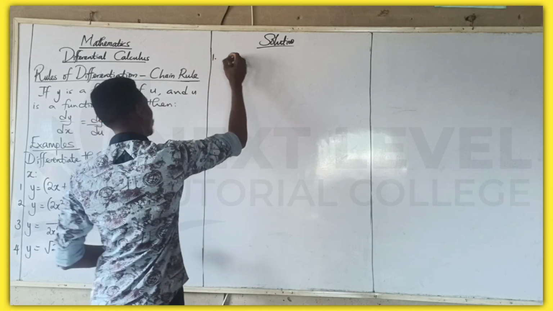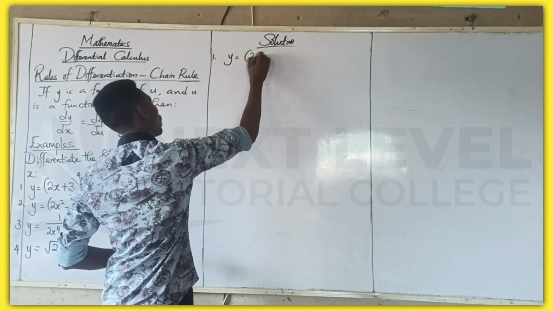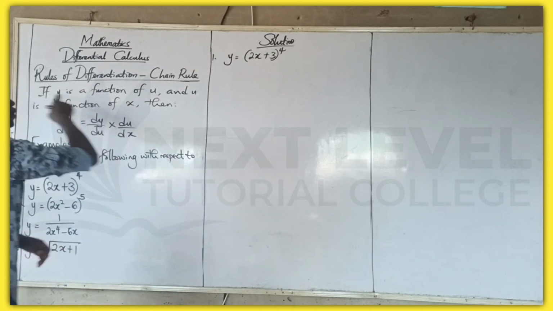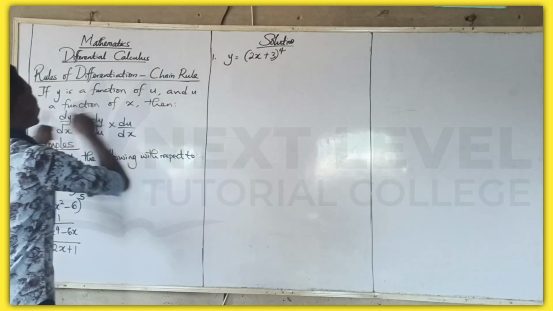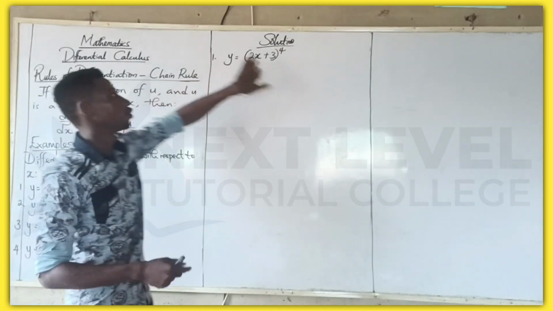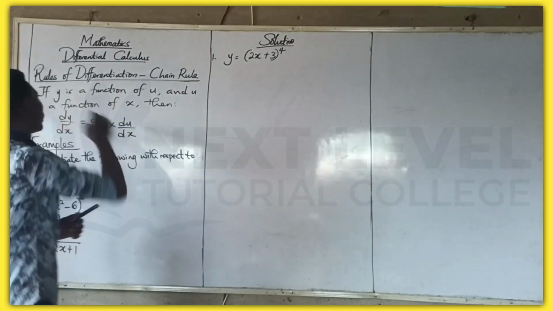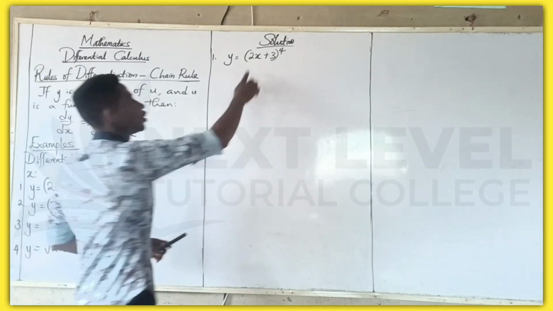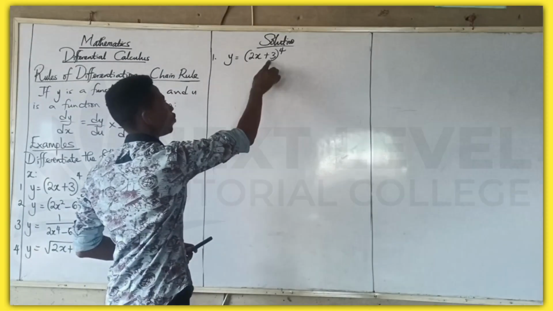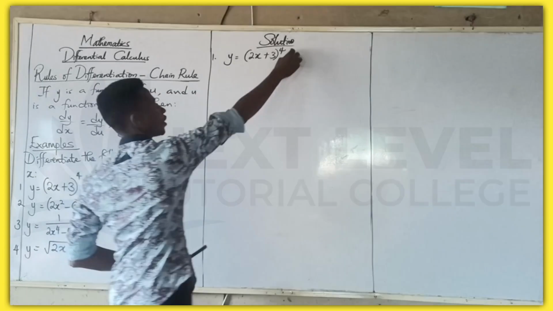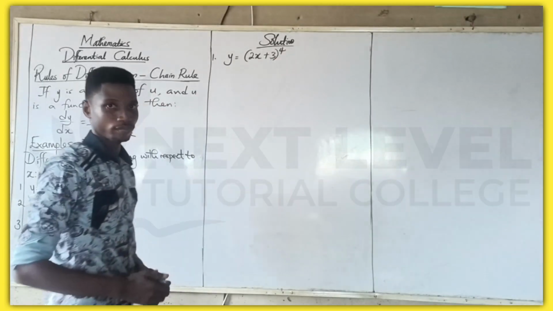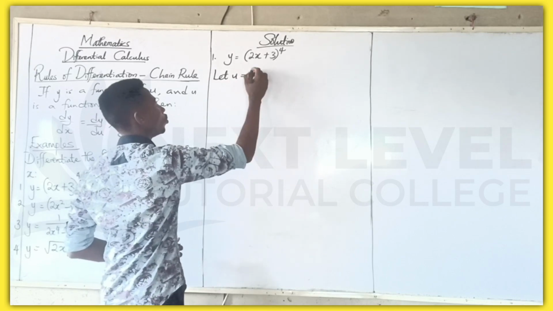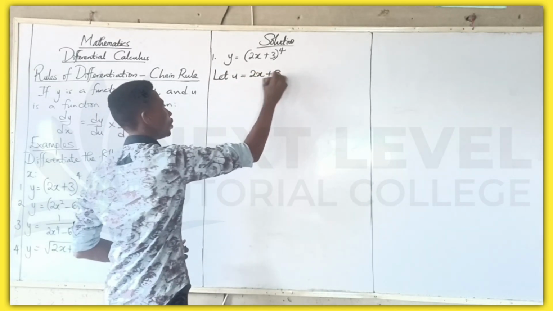Example number 1, we have y equals (2x plus 3) raised to power 4. Remember we say y is a function of u and u is a function of x. Well, in this case, y is a function of x. So we have to make y a function of u, so u will be a function of x. How do we do that? You see this function that is here, 2x plus 3. Whatever is here that is carrying the power, we make it u. So we can first start by saying let u be equal to 2x plus 3.